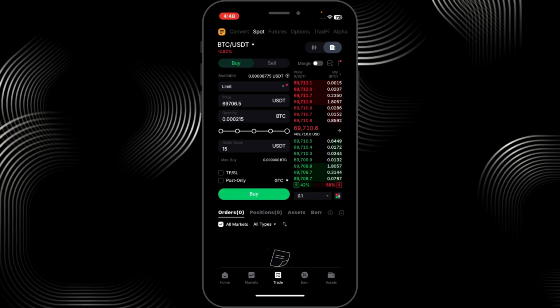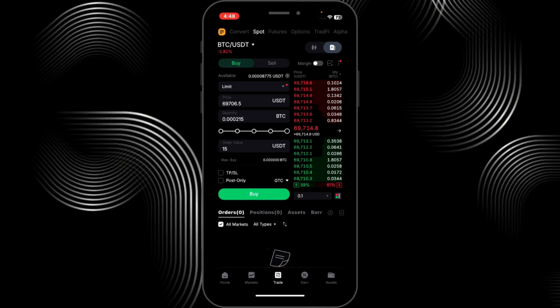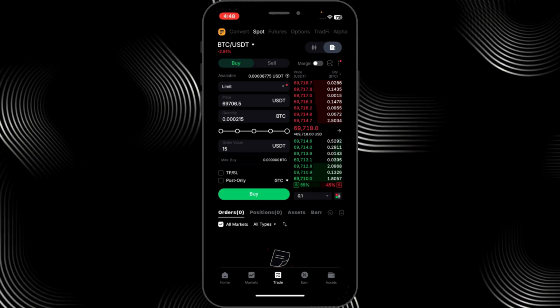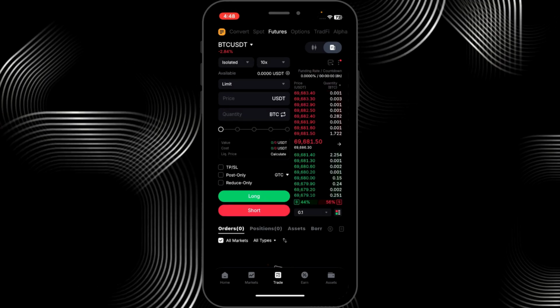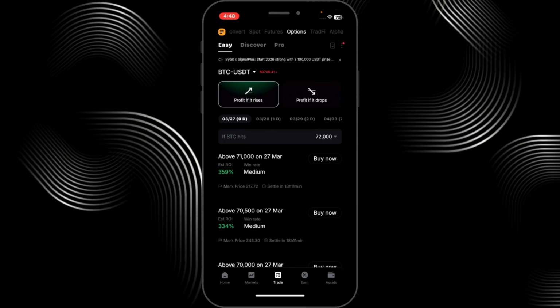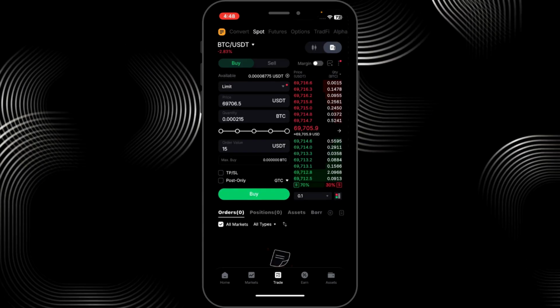Right, now basically this is spot trading, but of course you can choose derivatives, futures, etc. So for these types of trades right here, you can switch to futures, options, and so on. Okay, so I'm gonna stick to spot.